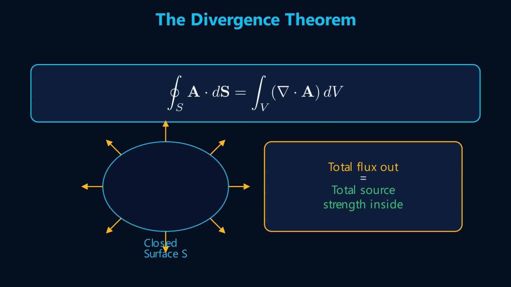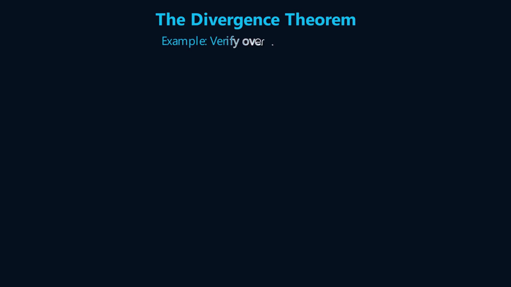If divergence is positive somewhere inside, that region is a source pushing flux outward. If divergence is negative, it is a sink pulling flux inward. You don't need to check every point inside. Just measure what comes out through the surface and you know the total. Let us verify with an example.